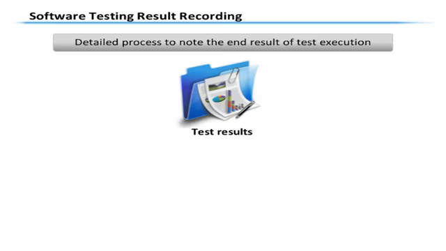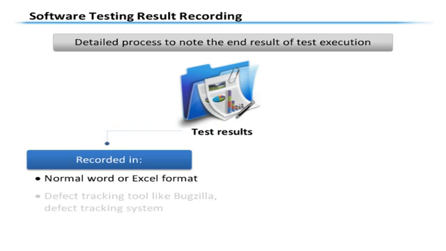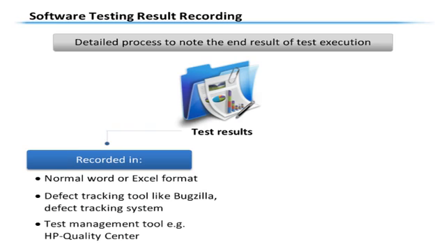Let's talk about the test results recording. The test results recording is a complete documentation of problems or issues faced during test execution. It can be termed as the first step towards the resolution. First, the test results can be recorded using a simple Word or Excel doc, defect tracking tools like Bugzilla, or even tools like Quality Center or Test Management.